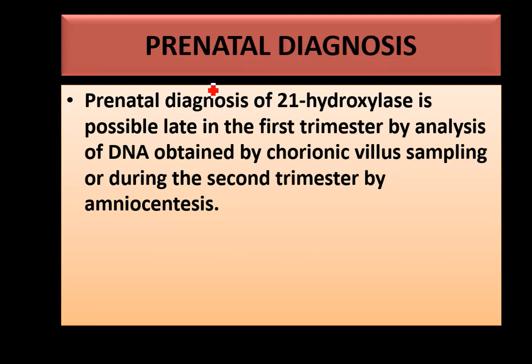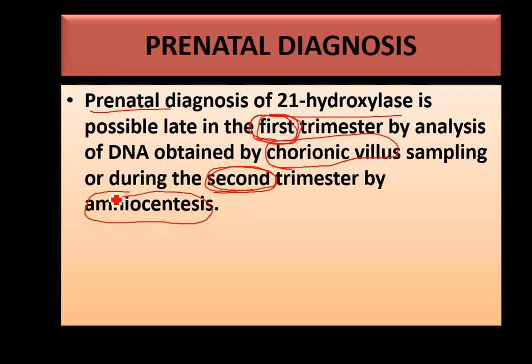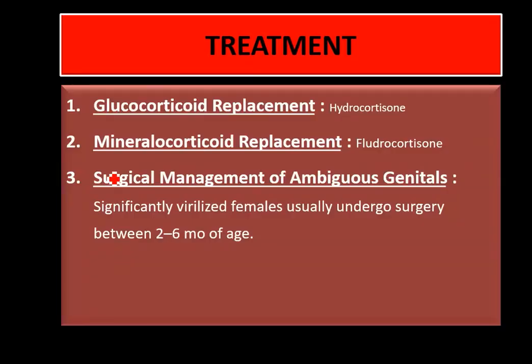Prenatal diagnosis. A prenatal diagnosis of 21-hydroxylase deficiency is made, if possible, late in the first trimester by analysis of the DNA obtained by chorionic villus sampling, or during the second trimester by amniocentesis. So the prenatal diagnosis is done either in the early first trimester by chorionic villus sampling, or during the second trimester by amniocentesis.